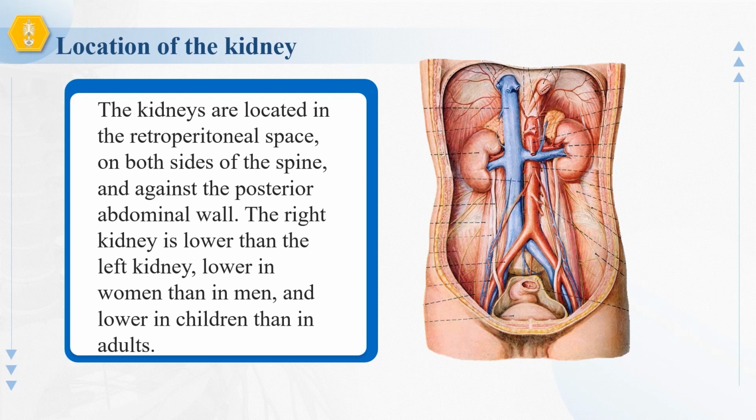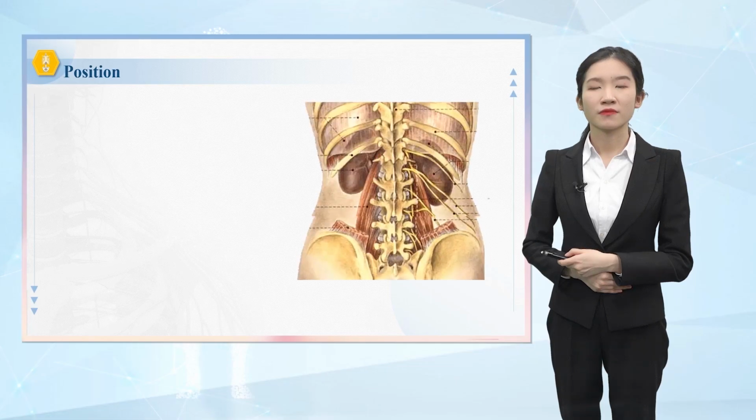Location of the kidney. The kidneys are located in the retroperitoneal space, on both sides of the spine, and against the posterior abdominal wall. The right kidney is lower than the left kidney, lower in women than in men, and lower in children than in adults.